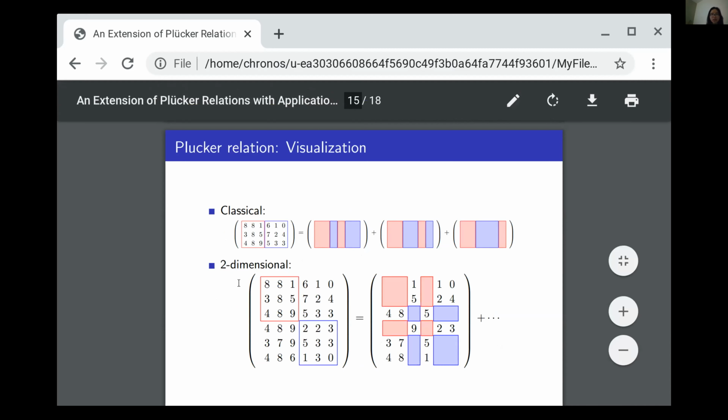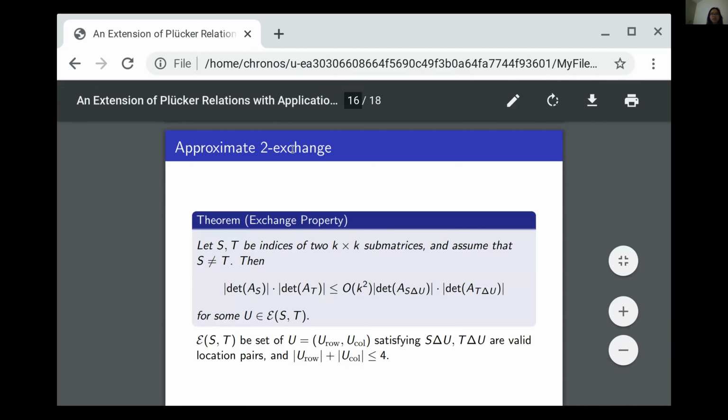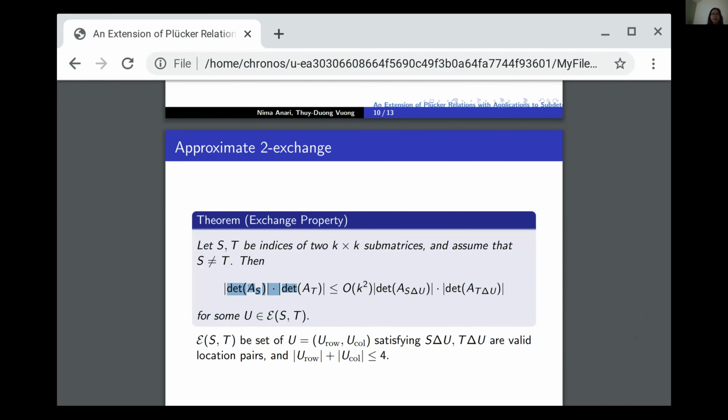The 2-dimensional case is also similar, but here instead of exchanging only a column, you are exchanging both rows and columns. This Plücker correlation could imply an approximate 2-exchange axiom that can be seen here. It's an inequality among the products of determinants of k by k submatrices of A. These two lemmas will be the main technical contribution of our work, and I think they could potentially be useful for other applications outside of this subdeterminant maximization problem.